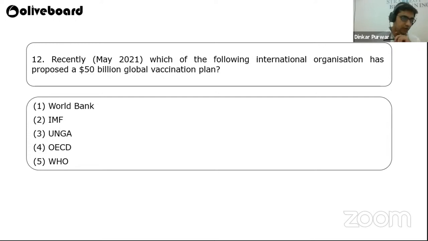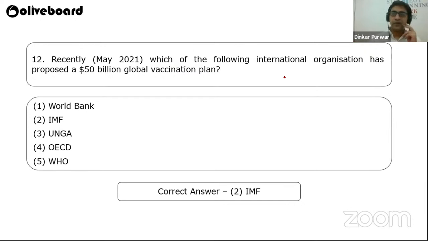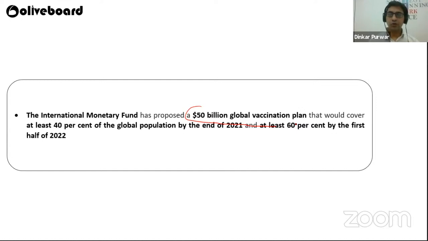The answer to this question is IMF. IMF is the international organization that has proposed a $50 billion global vaccine plan. The International Monetary Fund has proposed a $50 billion global vaccine plan that would cover at least 40% of the global population by the end of 2021 and at least 60% by the first half of 2022. So the answer is IMF.